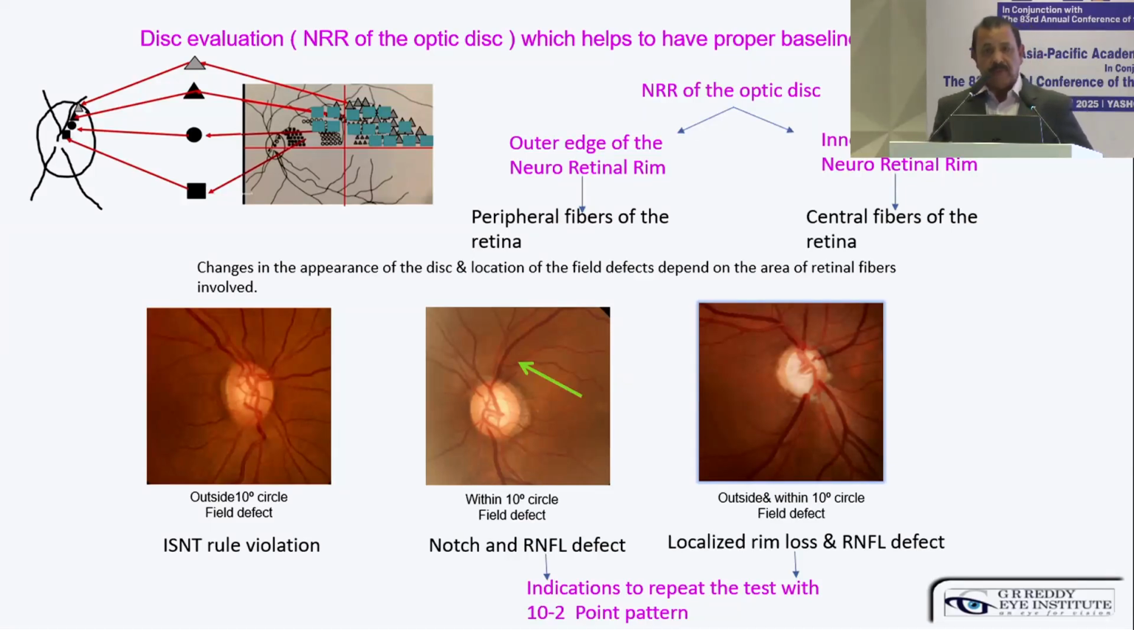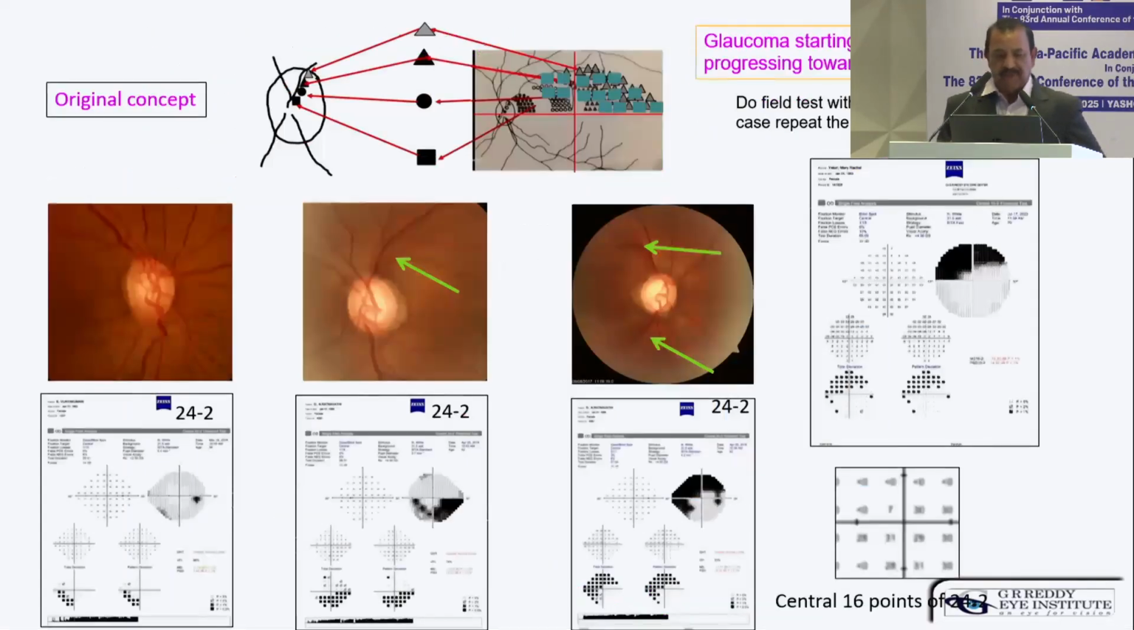Sometimes we may see glaucoma starting both within 10 degrees and outside 10 degrees, and there may be a localized rim loss with an RNFL defect. Now the conventional concept is that glaucoma starts from the periphery and progresses towards fixation. When it involves the fixation, then we ask for 10-2.